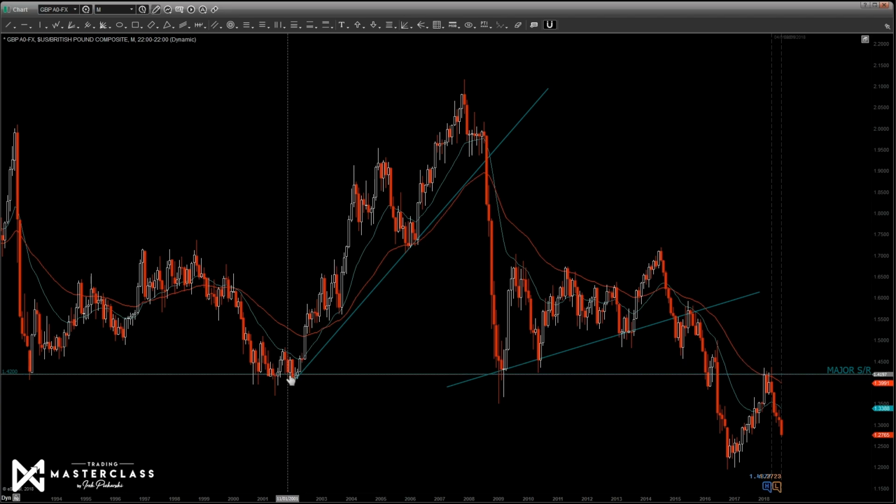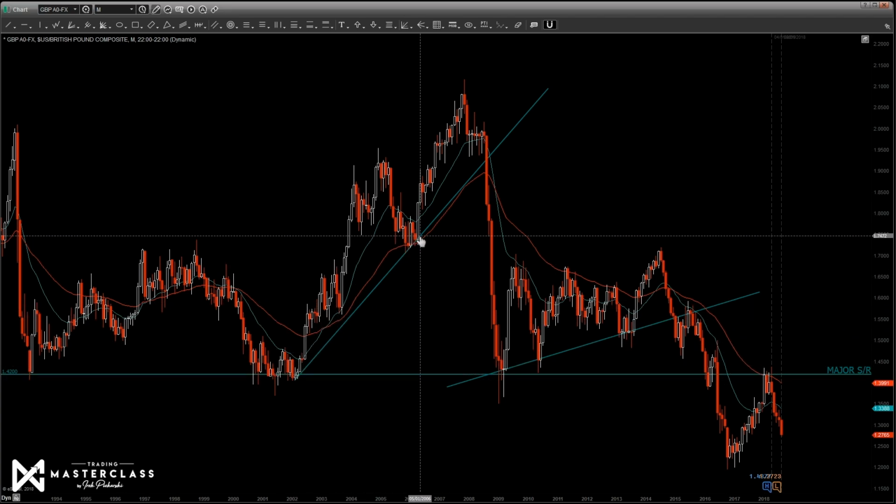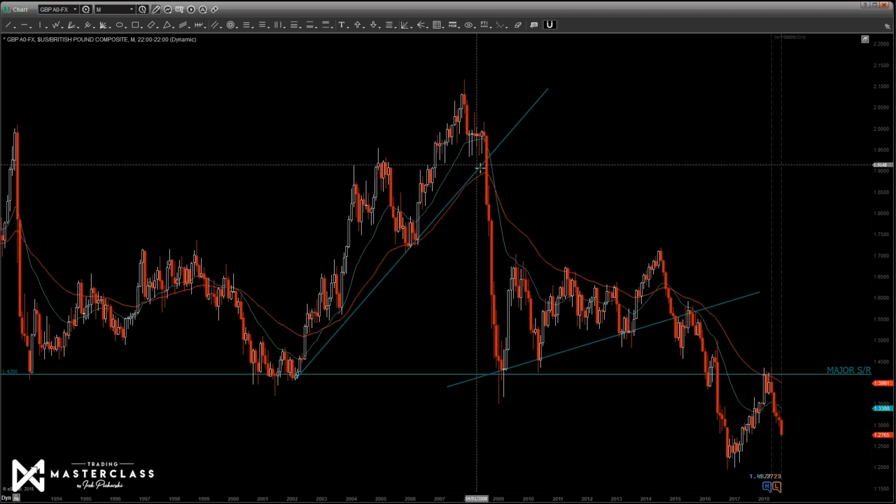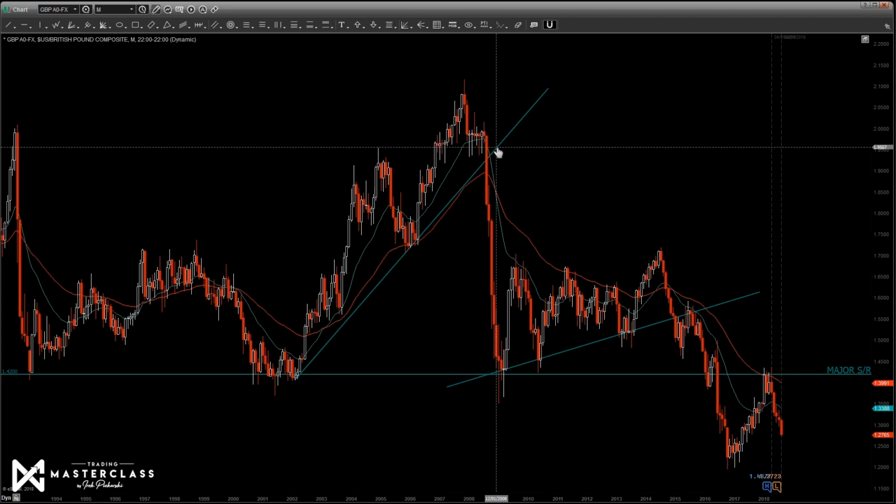This is a line with just 2 hits, 1 hit here, 1 hit there. You can draw it in to see if there's going to be a 3rd rejection. But with 3 rejections, at that point you know that's a good support or resistance level, a good trend line. So when you have multiple rejections like that.